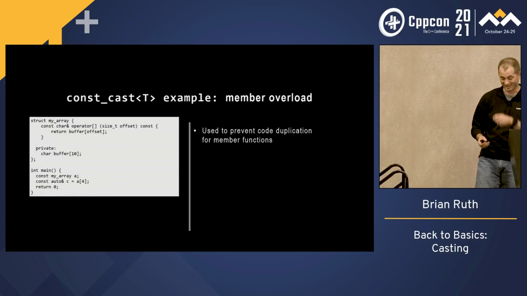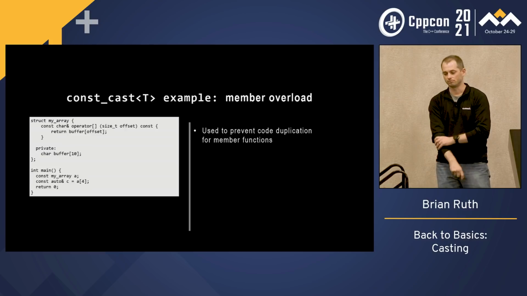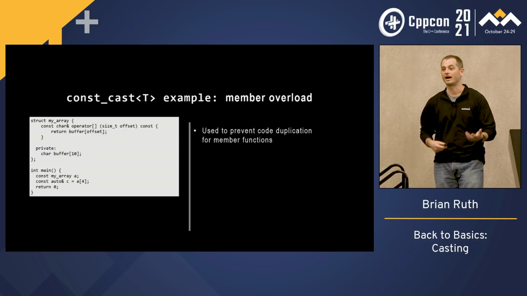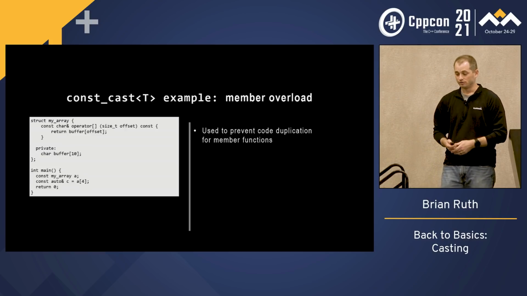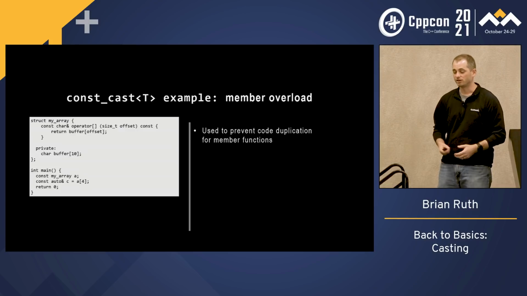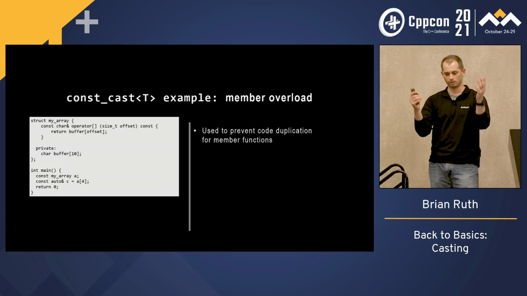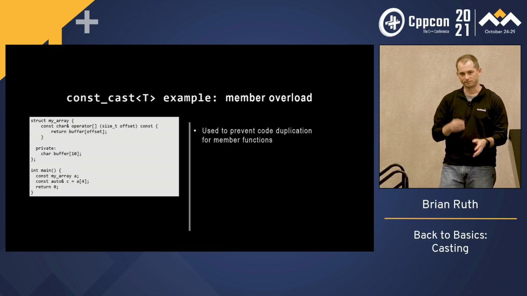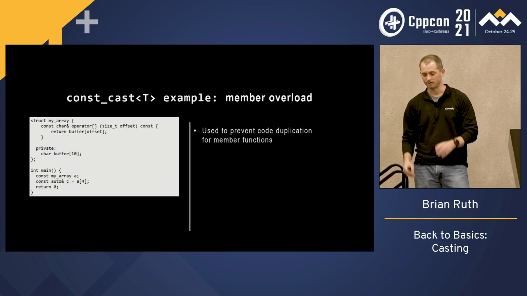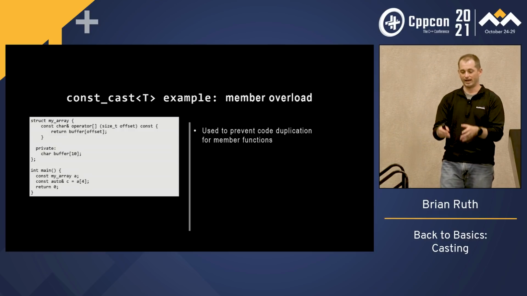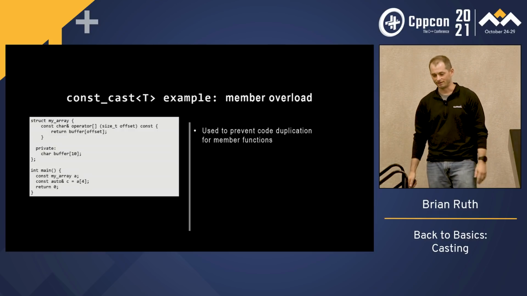So here's an example of where const cast used to be recommended. This is kind of a way I think Scott Meyers recommended in his book. So it's used to prevent duplication in member code. So here you're making your own array, right? And you want everything to be const qualified correctly and stuff, so you make a const member function, and we can access the array and everything like that.